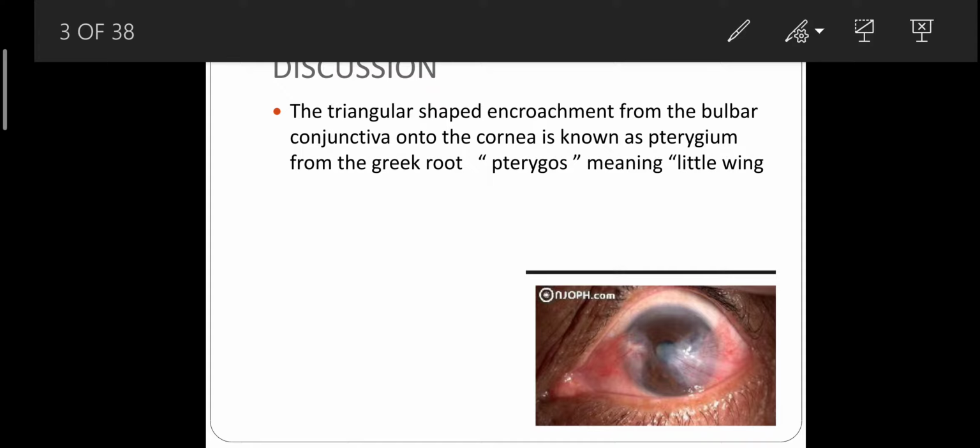According to the definition, pterygium is a wing-shaped or triangular-shaped encroachment from the bulbar conjunctiva onto the cornea. Each and every word is important. It is encroaching on the cornea. If it's not encroaching on the cornea, it doesn't come under pterygium. There are other degenerative conditions. And it's a degenerative condition. So the complete definition you can tell: it's a degenerative condition of the cornea wherein a triangular-shaped encroachment from the bulbar conjunctiva onto the cornea is seen.